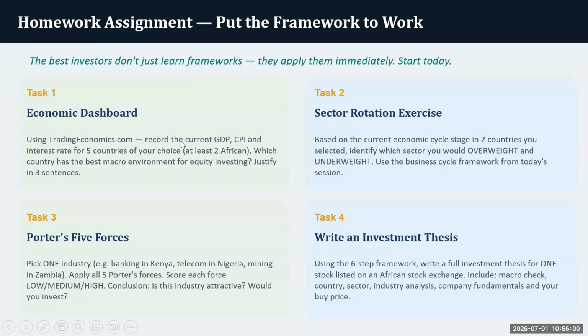If you go to this website, tradingeconomics.com, you can check the GDP, CPI, and interest rate of different countries. Let's say you need to pick two African countries. Which country has the best macroeconomic equity? Justify in 3 sentences. If you can do that, the next thing is sector rotation. Based on your economic cycle, you have to decide which two countries are doing well.